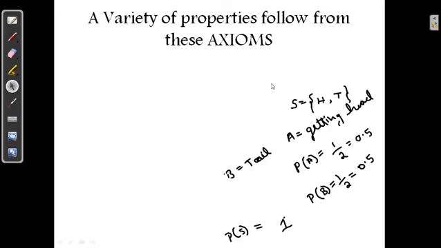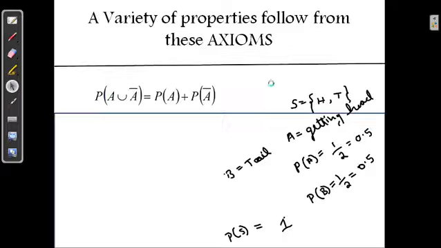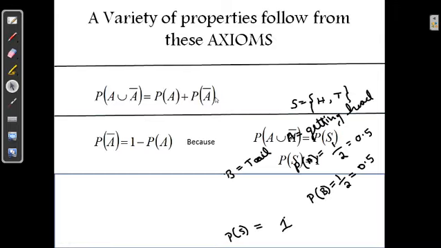There are various axioms which are derived from the earlier axioms. The first one is probability of A union A bar, where A bar is the complement of A. If A is getting the head, A bar should be the opposite, so B should always be a tail. So you can write this as probability of A plus probability of A bar. Next, probability of A bar can be written as 1 minus probability of A.